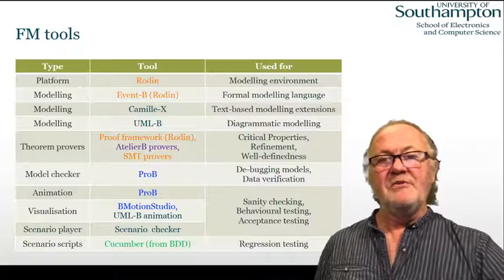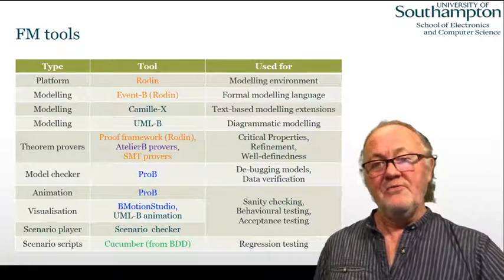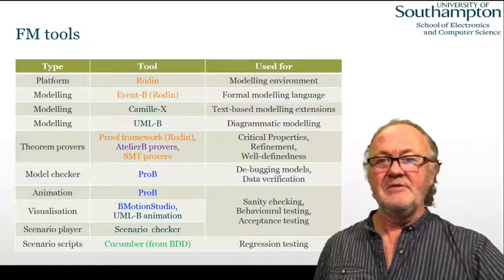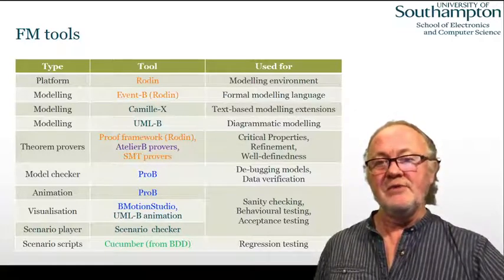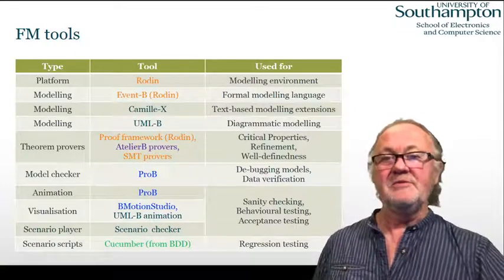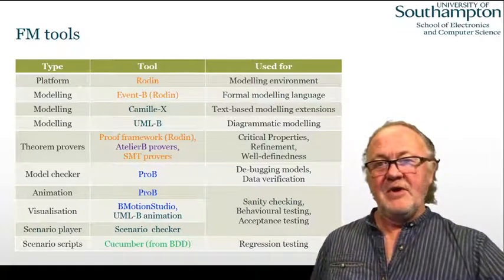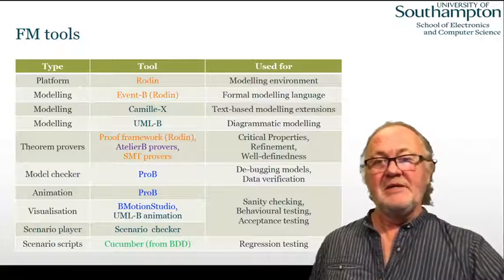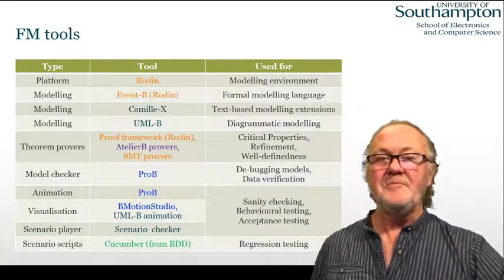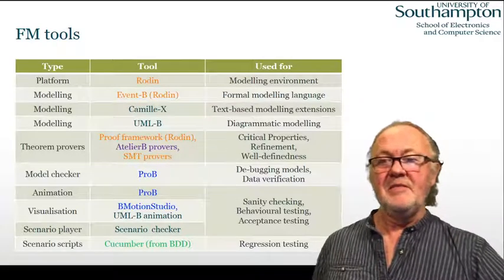Then we have the theorem provers. Rodin already includes a framework for proof, including proof obligation generation, and a user interface that you can use for configuring the provers and also for doing manual proofs if you need to assist if the automatic proofs don't succeed. And then that framework allows other automatic theorem provers to be added. So the Atelier B theorem prover is one that provides a predicate prover. And then we also have an adapter that allows the SMT solvers to be used for proof.